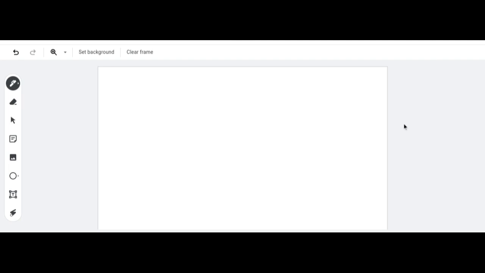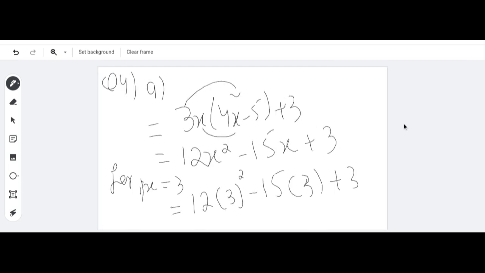Okay, second part. Here is the second part. It will look like this. Here I have to put the value of x equal to 1 by 2. I just have to put x equal to 1 by 2. So I have to use this expression again. Remember this expression.